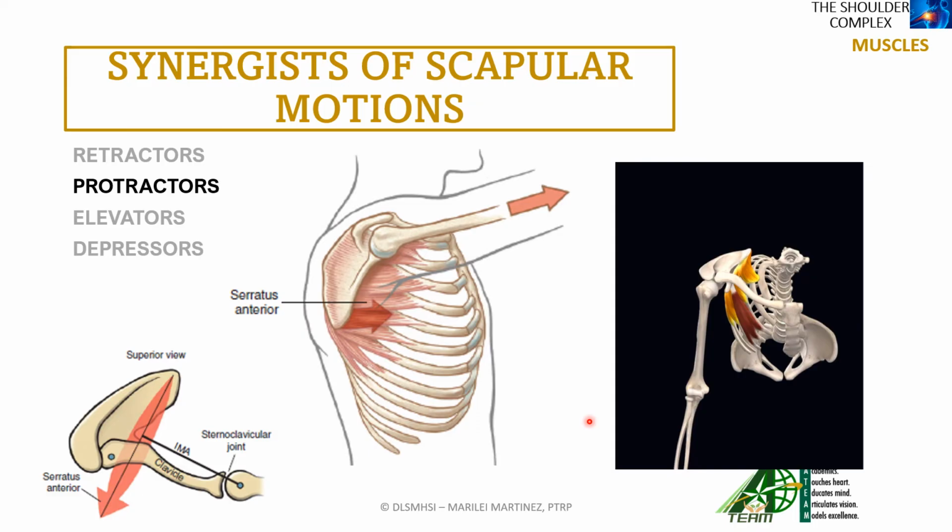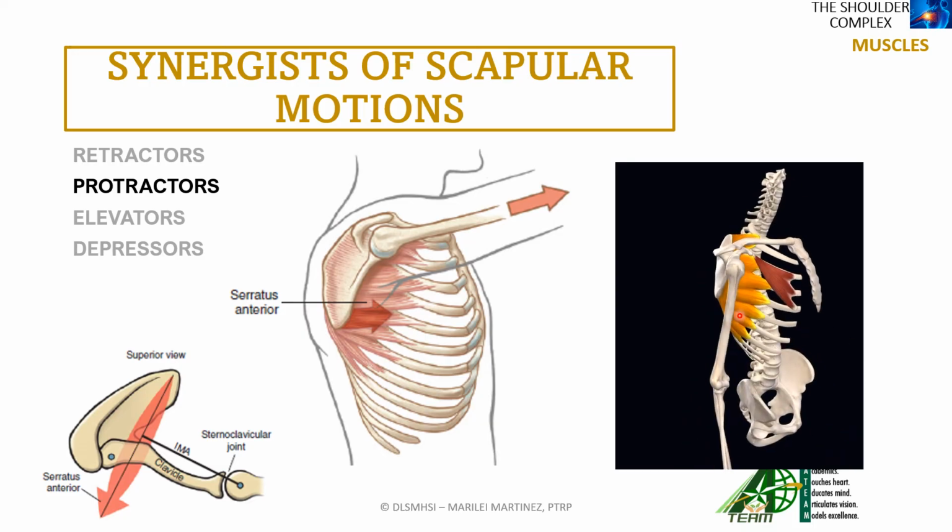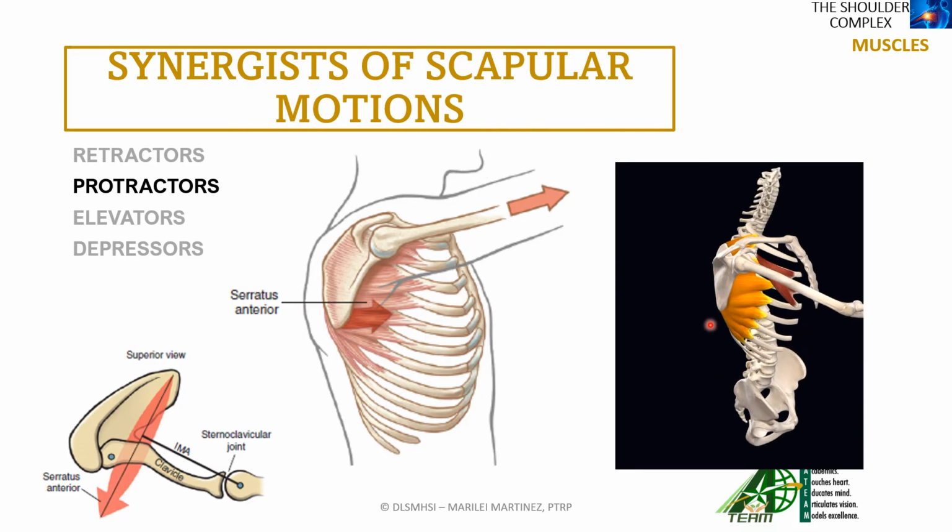For the protractors of the scapula at the scapulothoracic joint, we have your serratus anterior, or your boxer's muscle. So please watch this video. So that is how your serratus anterior protracts your scapula.